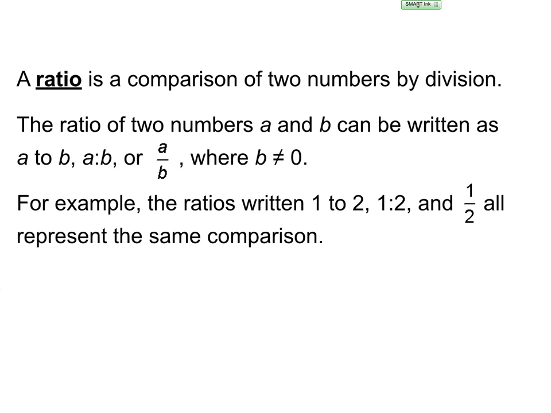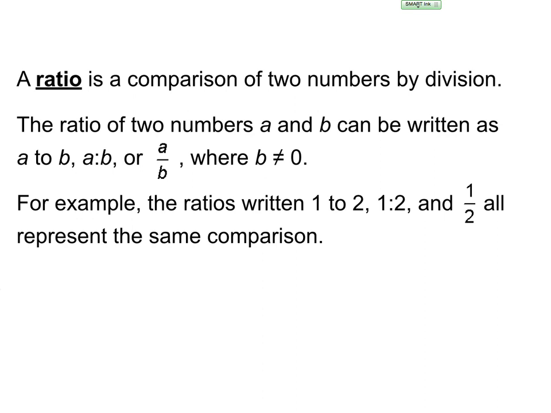Okay, ratios can be written in different ways. Probably with the word "to" is the least commonly used, at least in our math books. But you can write A to B for a ratio. You can put A colon B, or you can write it just like a fraction, A over B. And the B can never be 0 because that would be like dividing by 0 or comparing to 0, and that's not going to give you a ratio.